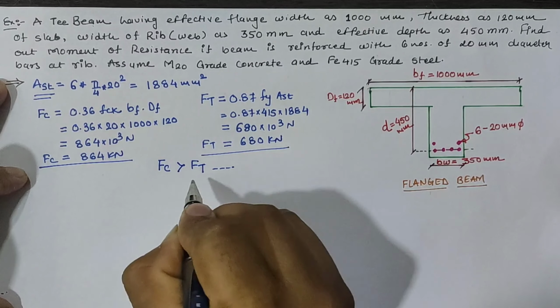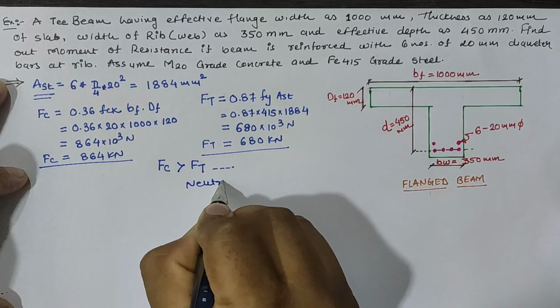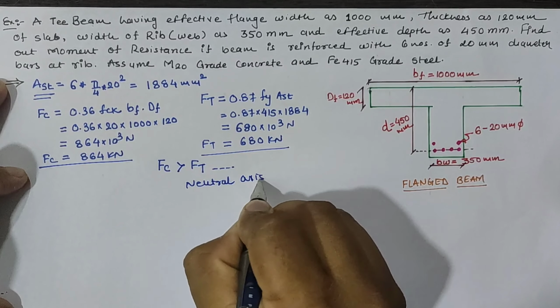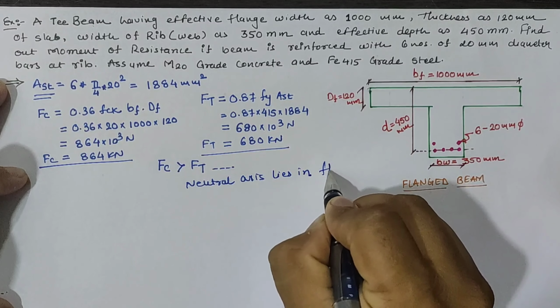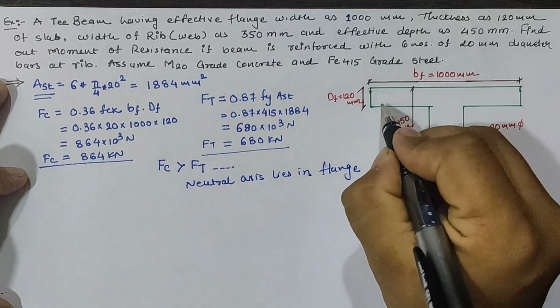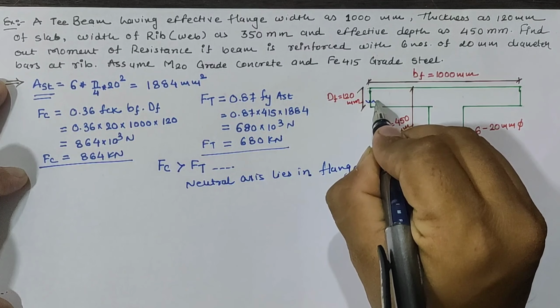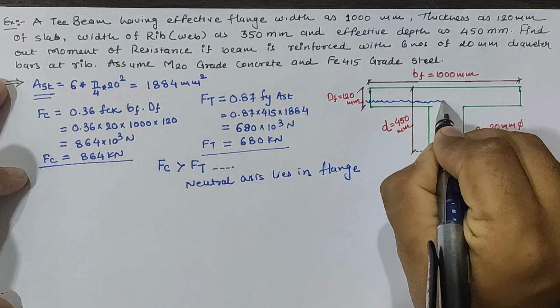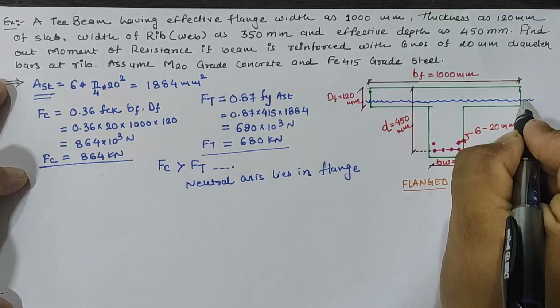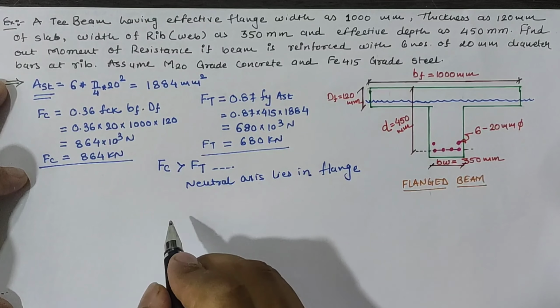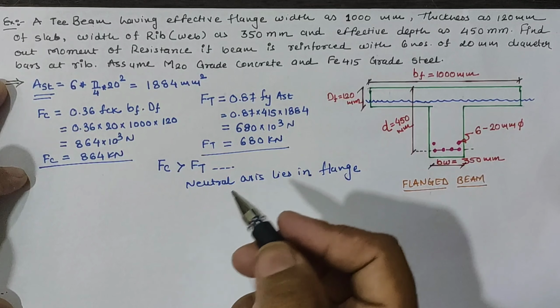It means that our neutral axis must lie in the flange. It means that our neutral axis may be in between the top flange. Now let us calculate the value of neutral axis by equation.